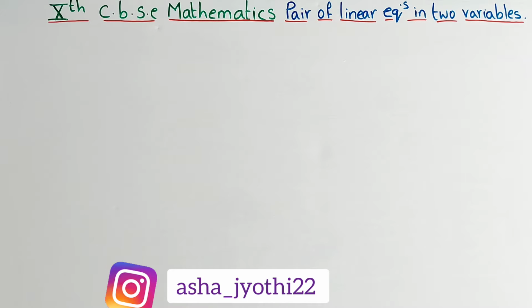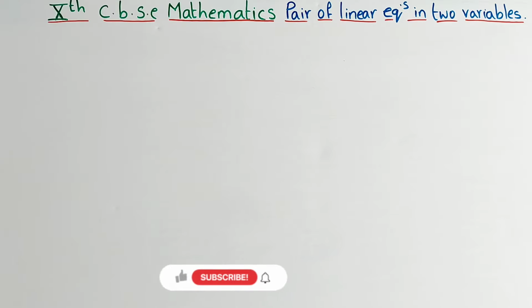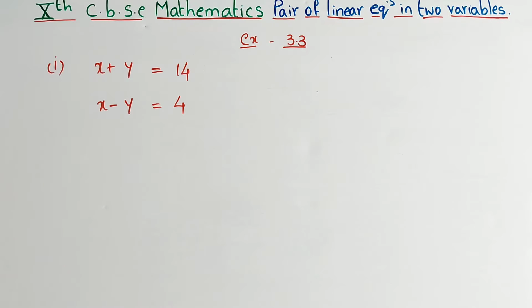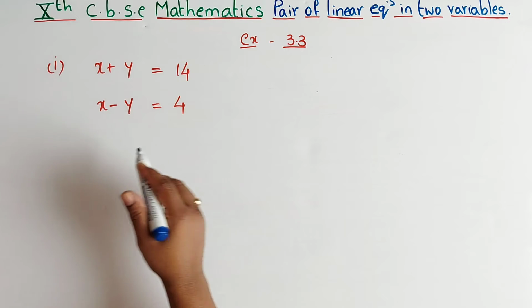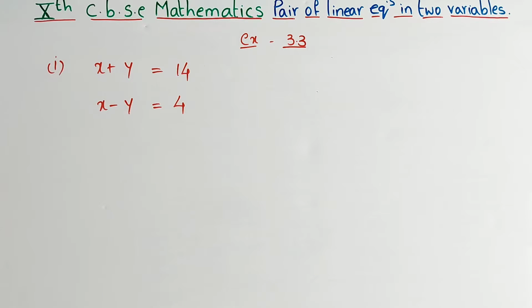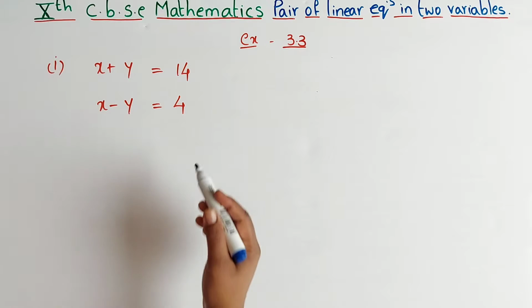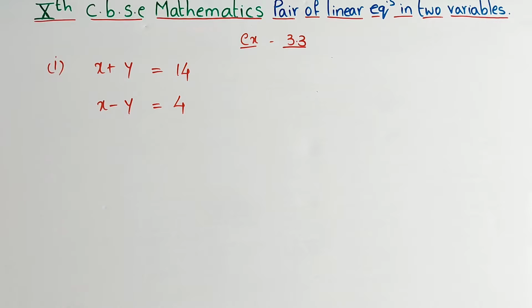We are learning 10th standard CBSE Mathematics chapter 3, pair of linear equations in two variables. Let's start exercise 3.3, children. First question, solve the following pair of linear equations by substitution method. We have already learned the substitution method in part 1. If you missed the video, please watch the part 1 video.